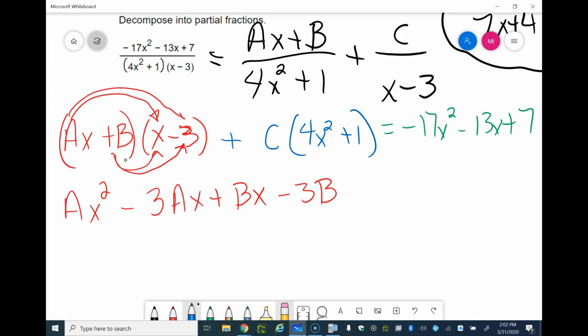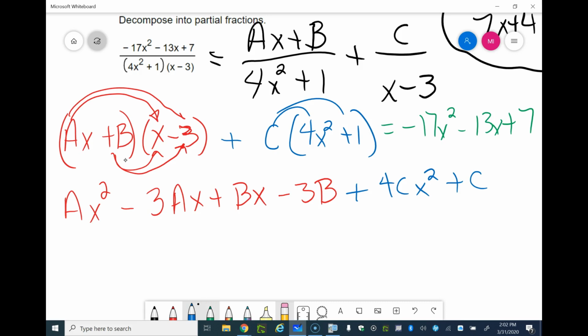For the last part, I'm just going to take this and FOIL inside of both. So I'm going to have plus 4cx squared. This c times the 4x squared gives us 4cx squared. And then this c times the 1 gives us plus c. So now I'm going to combine like terms.